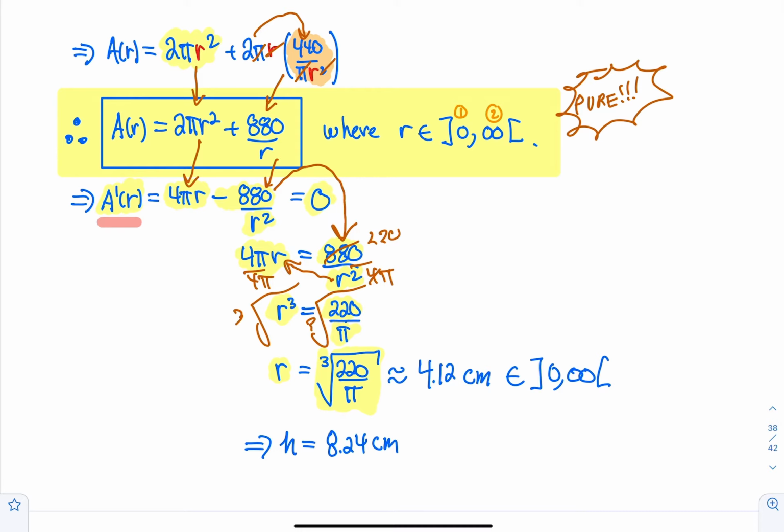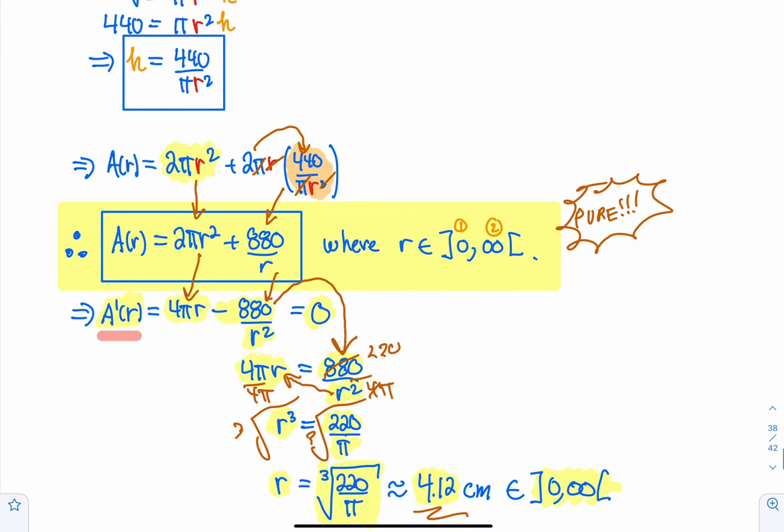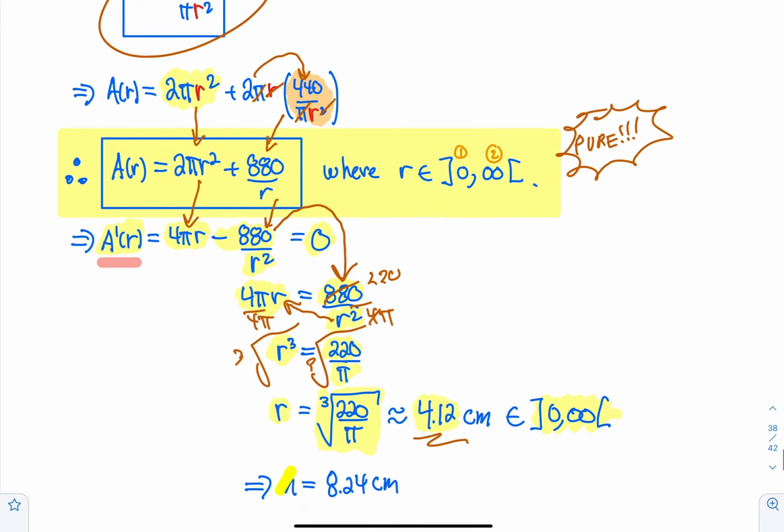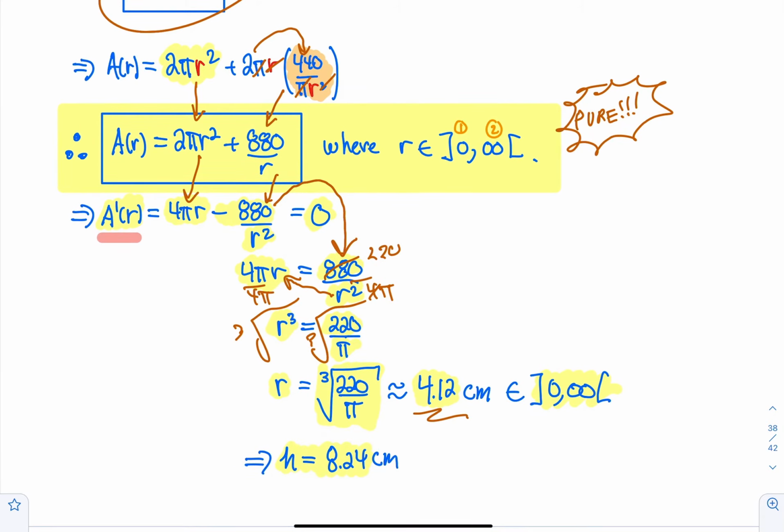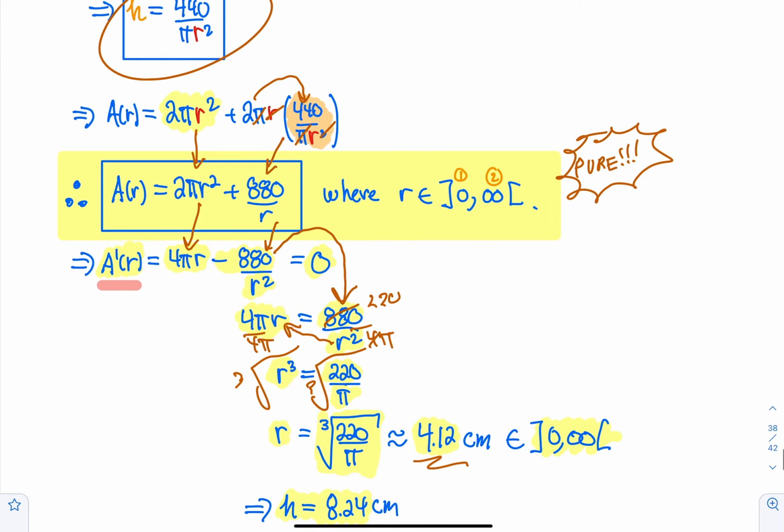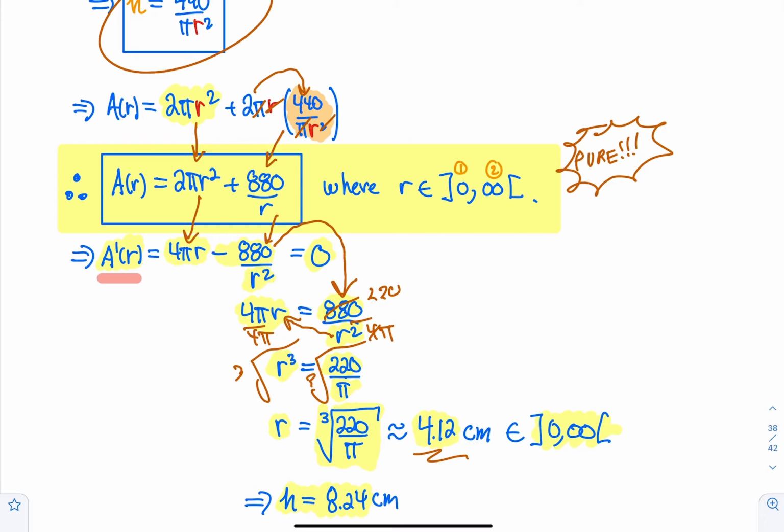So you get that r is the cubic root of 220 divided by pi. And of course here, always take the time to compute this value numerically. So you get 4.12. And of course, 4.12 is a number between 0 and infinity. And meanwhile, because we're asking for both dimensions, if you need h, because we know h is 440 divided by pi r squared, you can compute that the corresponding h is 8.24. So those are the two dimensions that you find from the critical point of that function when r is 4.12. But we need to make sure that this is actually the global minimum.